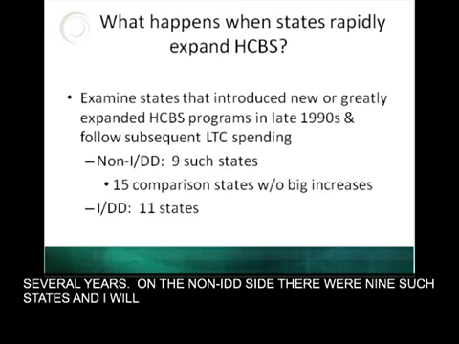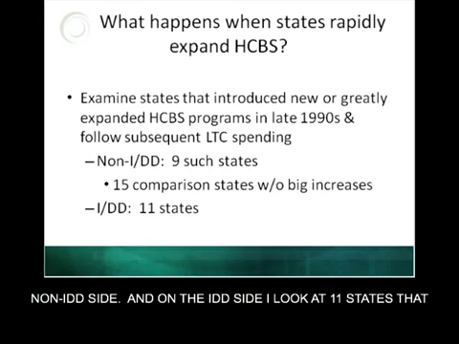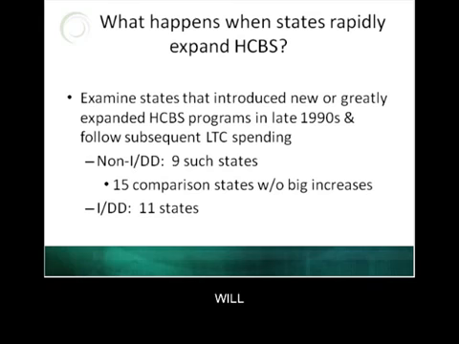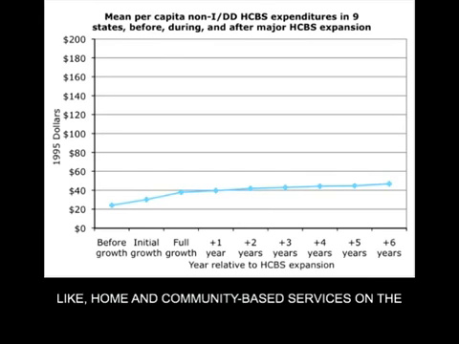On the non-IDD side, there were 9 such states, and I'm going to compare those with 15 states that basically didn't do anything to home and community-based services on the non-IDD side. And on the IDD side, I'm going to look at 11 states that rapidly expanded their expenditures, and there really aren't any comparison states because all the states were expanding their programs over the time period. So on the next slide, here's what it looks like.